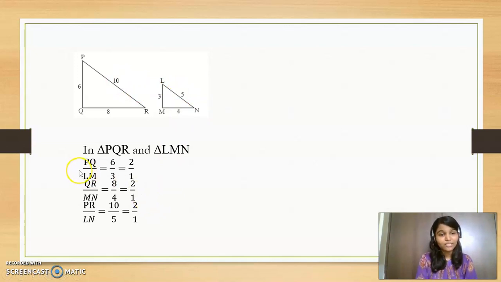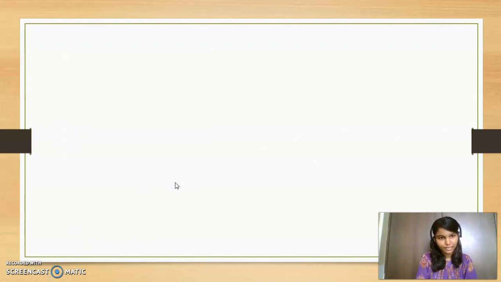Now students, if you look at all these ratios, are they the same? Yes students, they are the same. So what will we write? Since their right hand sides are the same, their left hand sides will also be the same. So we can say that their corresponding sides are in proportion. That is PQ upon LM is equal to QR upon MN is equal to PR upon LN. And therefore the triangles will be said to be similar.